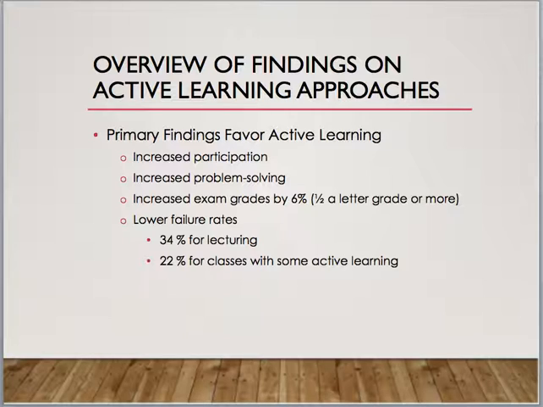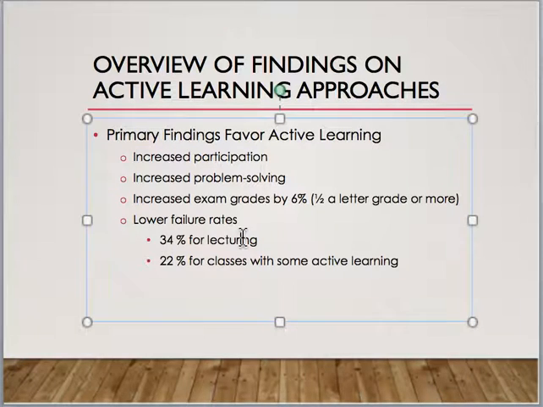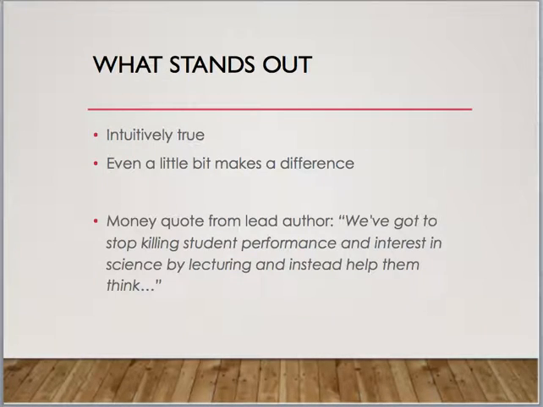And a lot of these students were at the cusp of failing. So you'll notice here, when they looked at different classes and directly compared them, in the lecturing type courses, 34% of those students were failing, whereas in the classes with at least some active learning, it didn't have to be all active learning the entire time, but just even some, even one unit, 22% of students failed. So that's quite a dramatic difference there.